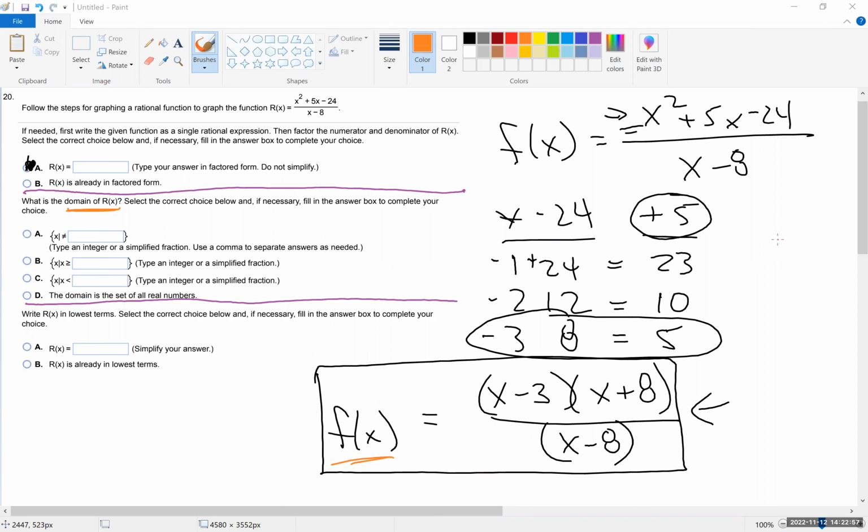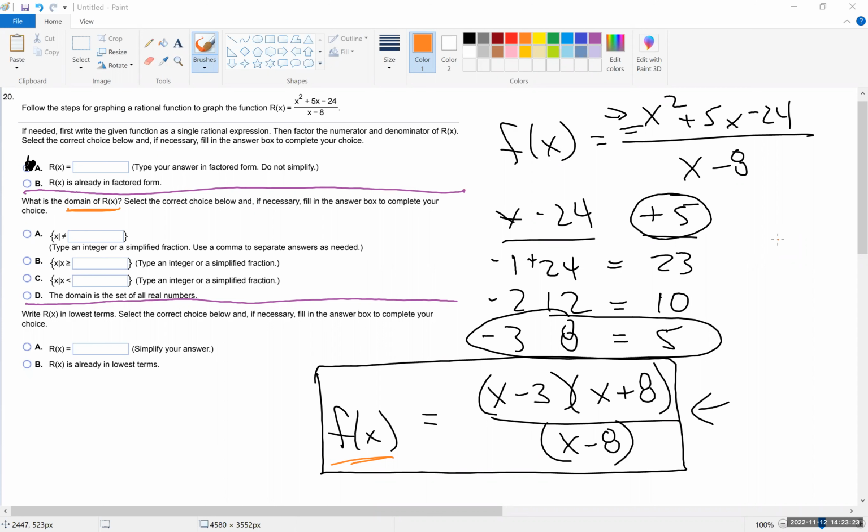And this review matches the midterm exam fairly closely. Number 20 on your midterm exam will be graphing a rational function, just like number 20 on the review is graphing a rational function, okay? The rational function is going to be different, but the steps that you need to know will be the same.